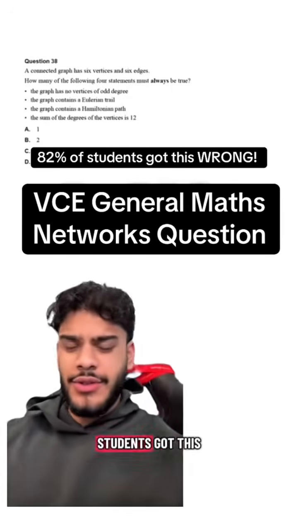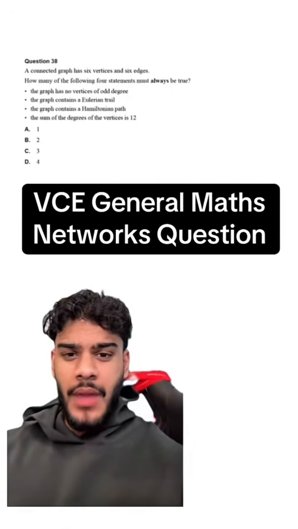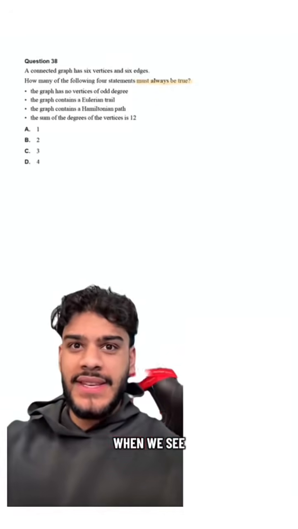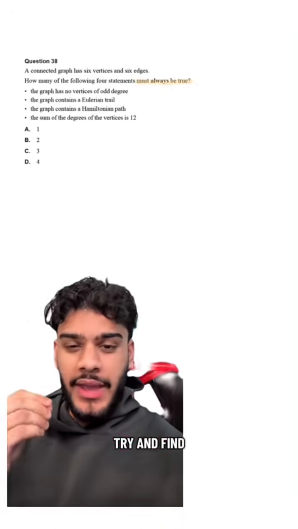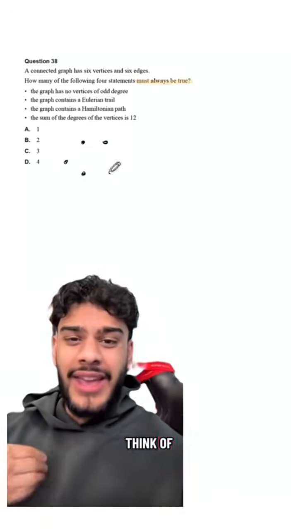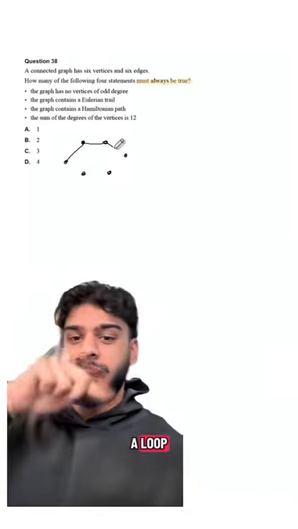Only 18% of students got this question right, so let's go through it. The most important part of this question is the fact that it says which statement must always be true. When we see this, our mission is simple. We have to try and find a case where this isn't true. Just start with the easiest example that you can think of. In my case, it's just 6 vertices connected in a loop.